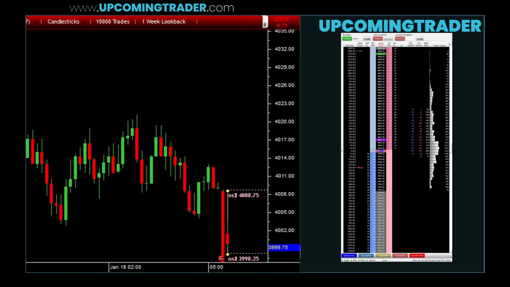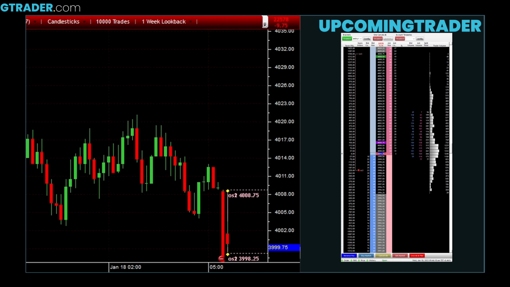to continue upward. In descending triangles, lower highs are formed while the price tests a support level. A volume spike during a breakdown below the support level confirms strong selling interest, suggesting that the downtrend will likely continue. Symmetrical triangles, which form when there are both lower highs and higher lows, show indecision in the market. A breakout in either direction with strong volume provides confirmation of the new trend direction.